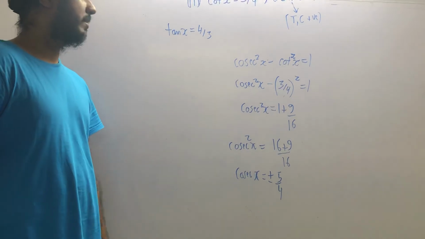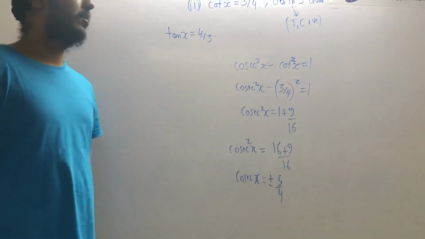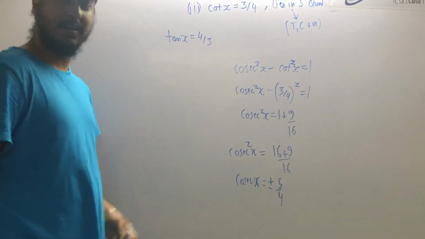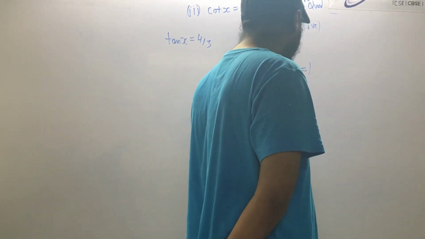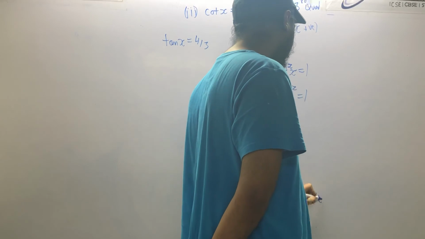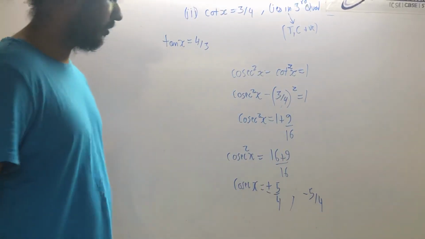It will be negative. Why? Because in the second quadrant only tan and cot are positive. So cosecant x will be minus 5 by 4. Okay, I hope this is clear.